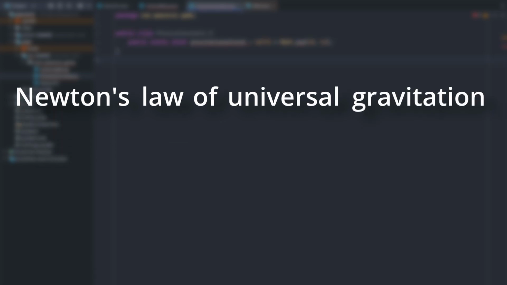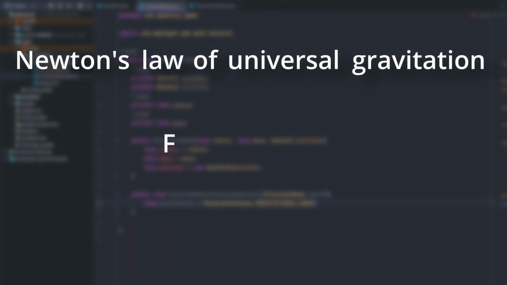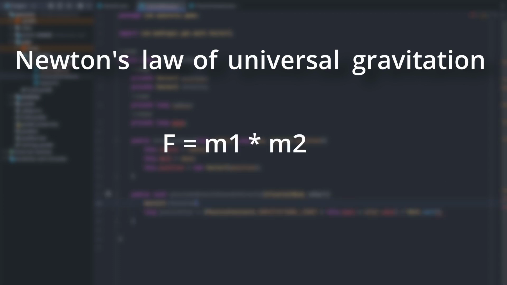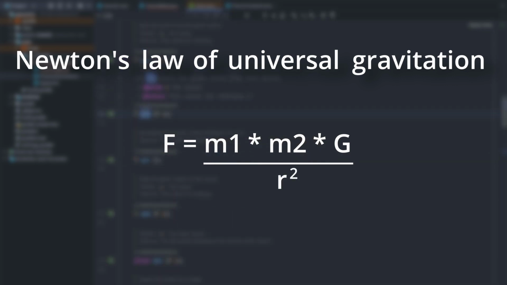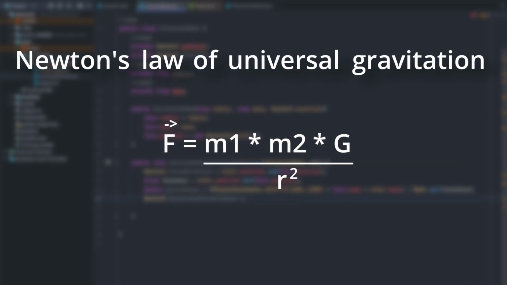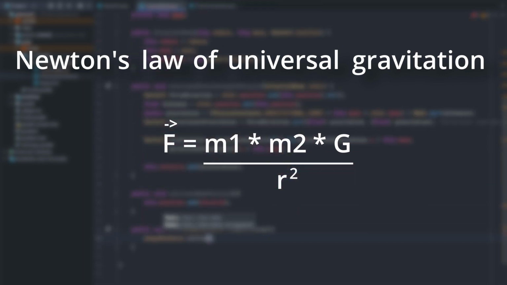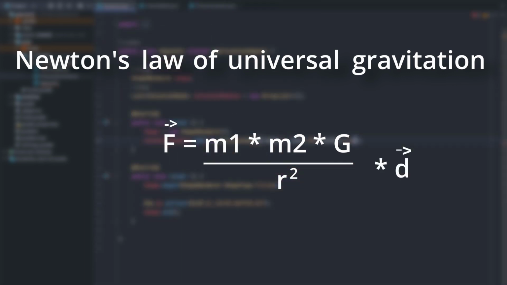The first equation we need for the simulation is called Newton's law of universal gravitation. Here, the gravitational force applied to the body by another body is equal to the first body's mass times the second body's mass times the gravitational constant, divided by the squared distance between the two bodies. Now we'll actually need the force vector instead of just the force, since we can have multiple directions of gravitational pull.